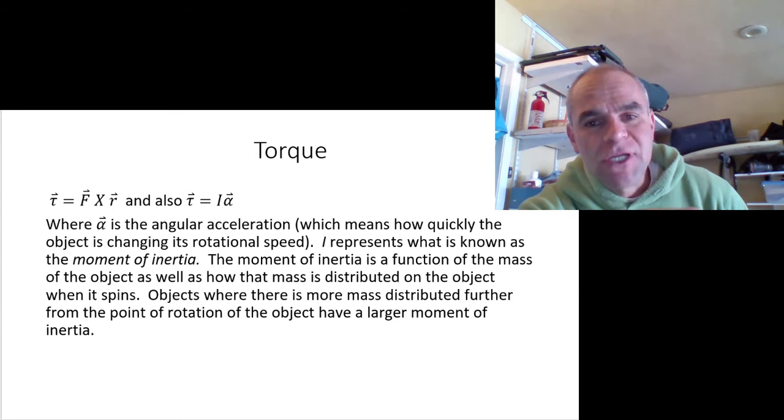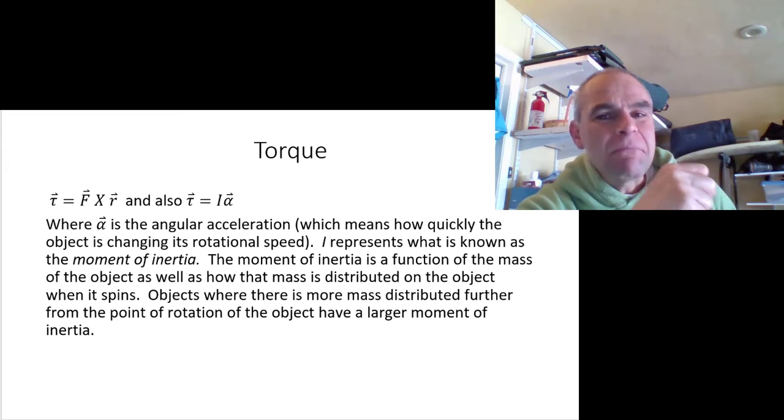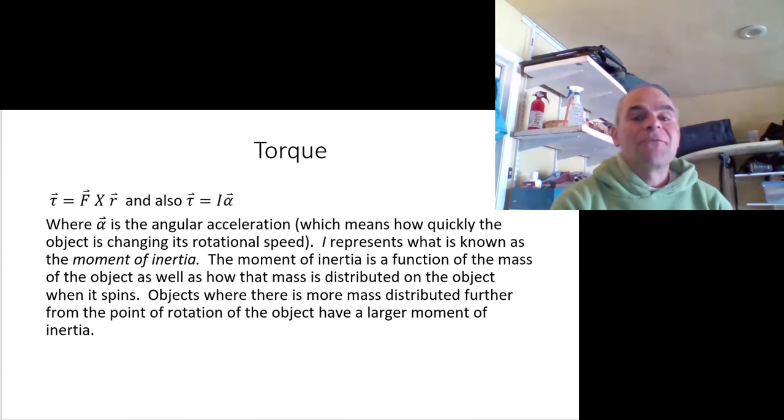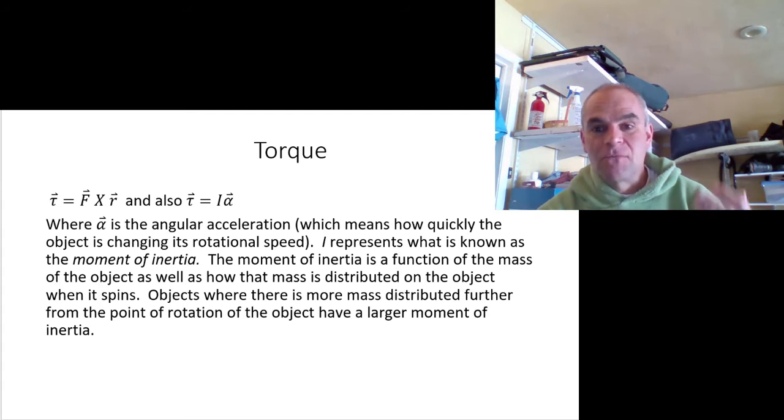Hopefully that little short introduction to torque showed you how to calculate torque. But what is the meaning of torque? I want to say a little bit about that. Torque happens anytime an object rotates.